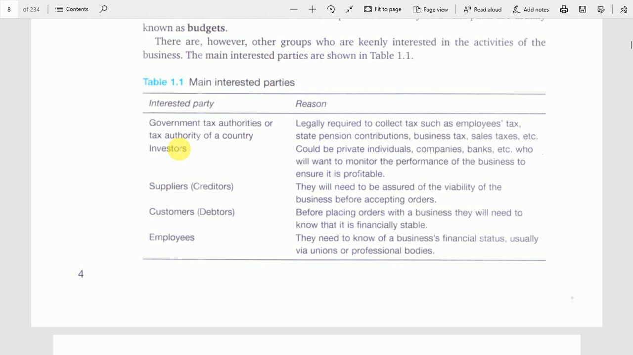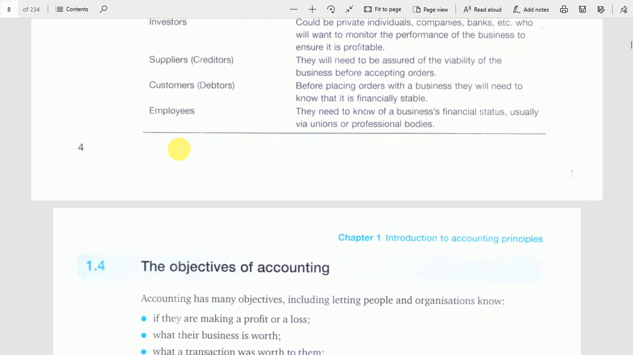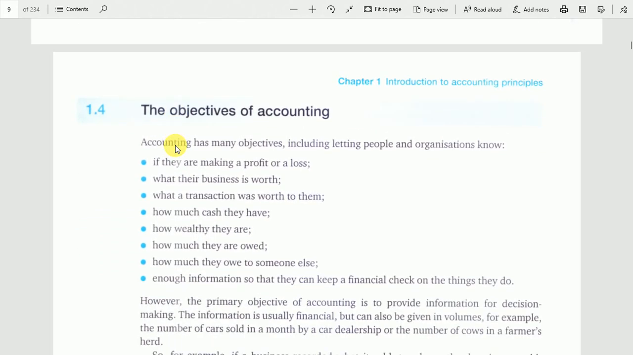Then you have the employees. Employees are one of the key stakeholders of a company, because the financial information you present is usually used by the employees to see the business's financial status via unions or different professional bodies. And mostly, in different markets, employees overlook the financial statements to decide whether to join a particular group or not for long-term purposes. They usually plan their careers in a particular group as per its financial ability. So let's come to the objectives of accounting.